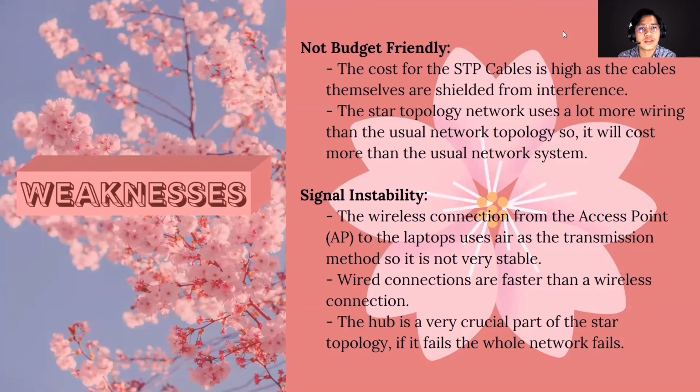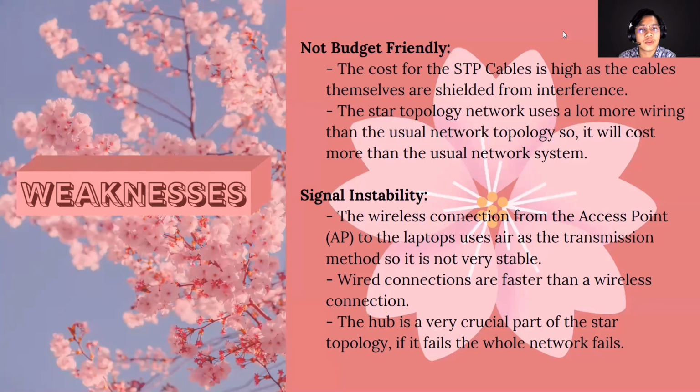As for the weaknesses of the network system, it is not a budget friendly system because the cost of the STP cables is high, as the STP cables themselves are shielded from interference. The star topology network also is not a budget-friendly choice because it uses a lot more wiring than the usual network topology, so it will cost more than the usual network system.